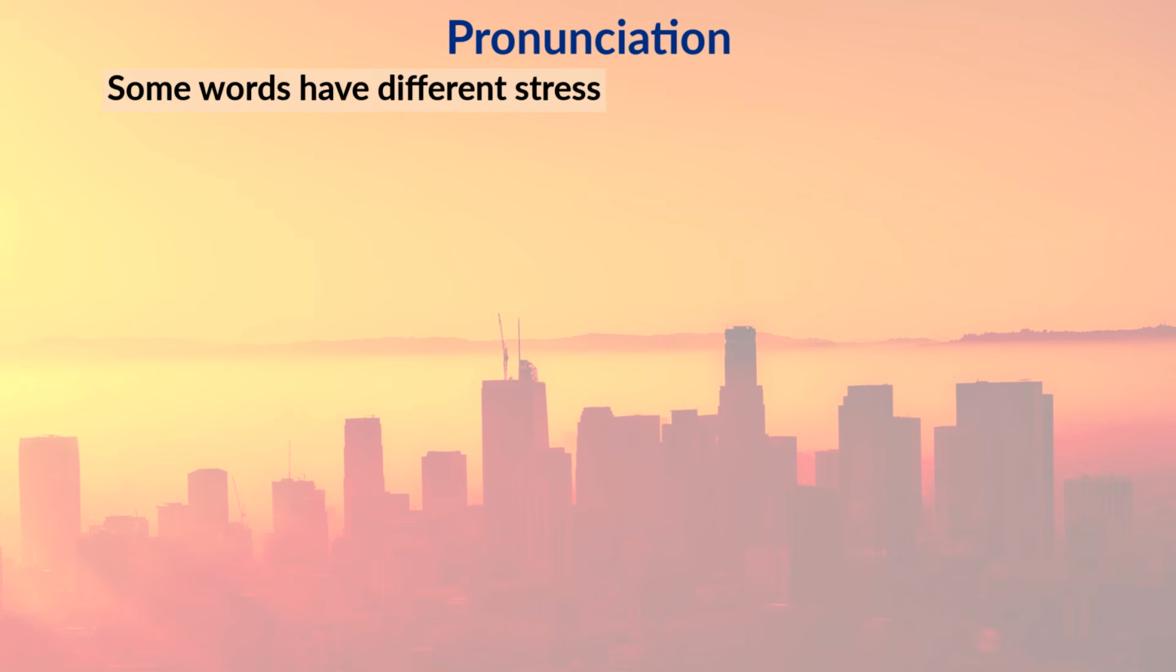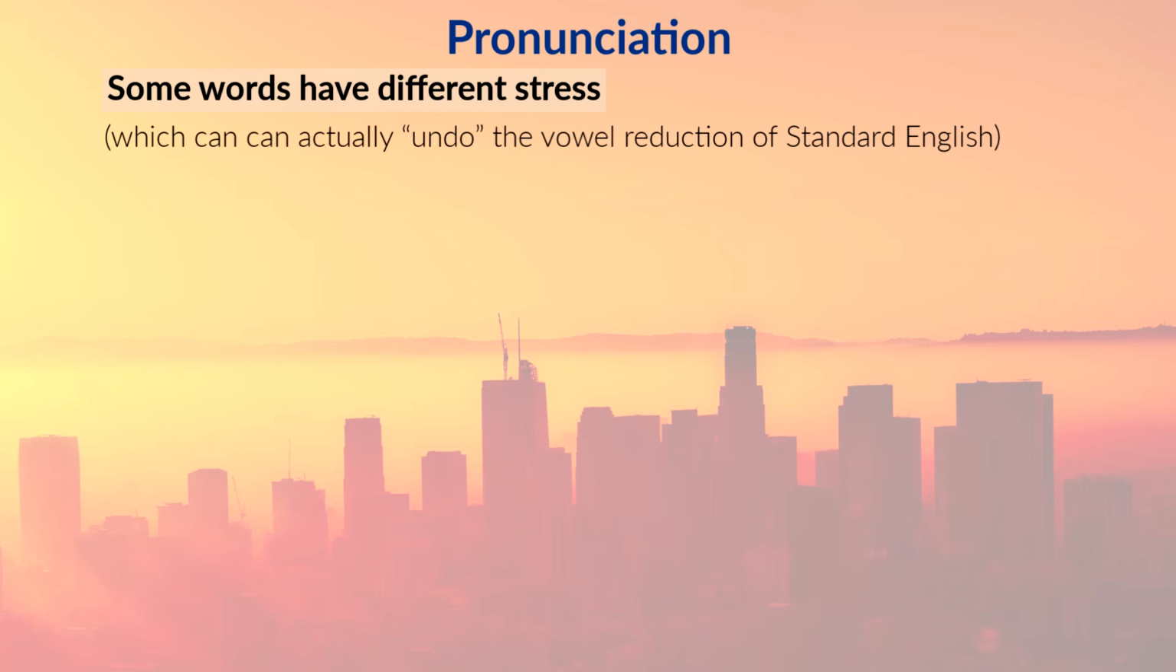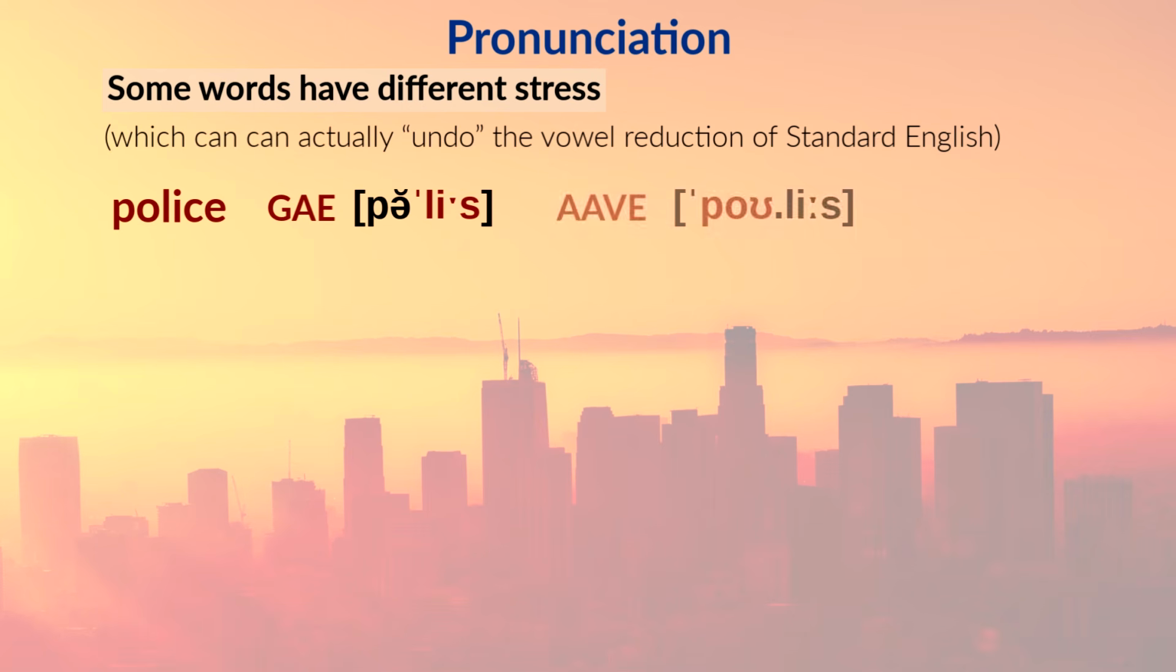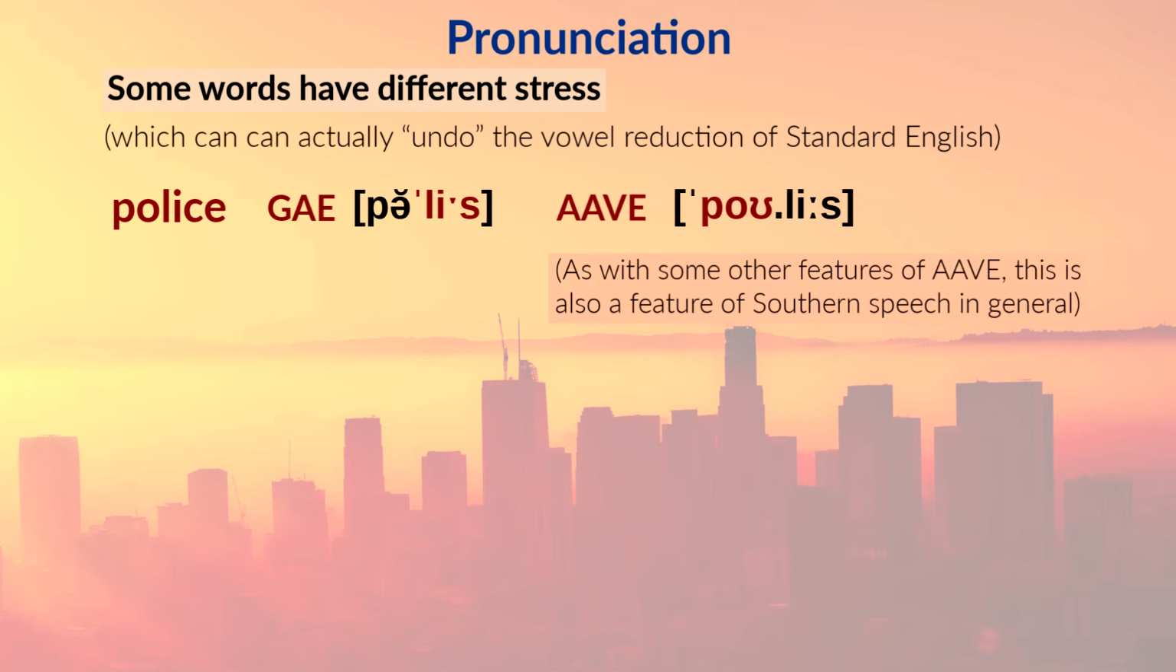Some words have different stress, which can actually undo the vowel reduction of Standard English. In Standard English, well, at least in General American English, this word is pronounced "police." In AAVE, it's pronounced "police," with stress on the first syllable. Actually, the man in the recording stresses the second syllable, but it's often stressed on the first syllable. And as with some other features of AAVE, this is also a feature of Southern speech in general. So that's interesting, right? In my accent, the O is dropped, or at least reduced. But in AAVE, the O is clearly pronounced.